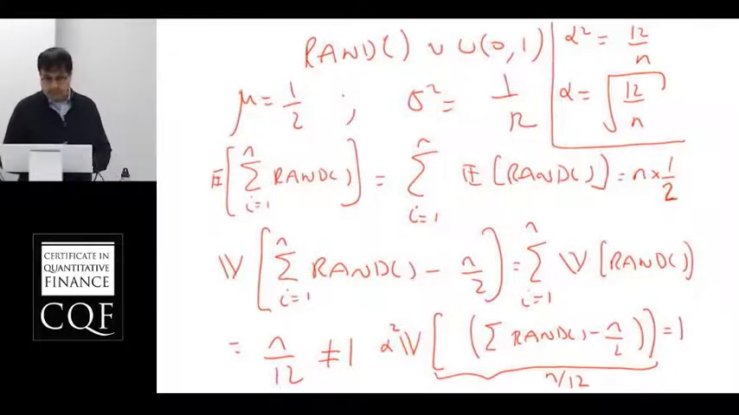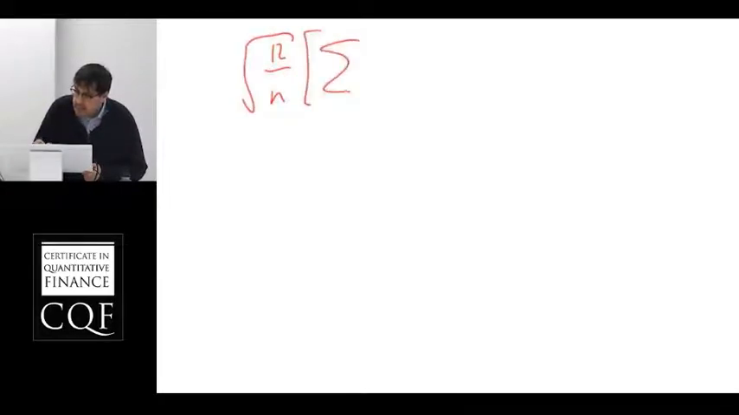Okay, so that's the full thing. So if I just come down here and I write it down in this way, 12 over n times the sum of all of these rands minus n over 2, i goes from 1 to n.